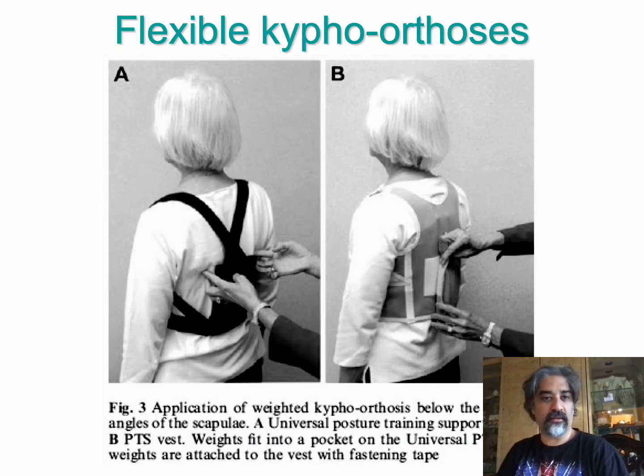So this is called a flexible kyphoorthosis. And basically it's like a backpack. It's got some weight in the back. And because of that weight, it's been shown to promote extension more than the other ones. The other ones kind of prevent flexion, whereas this actually promotes extension and reduces kyphosis. I'll show you another slide on this later.